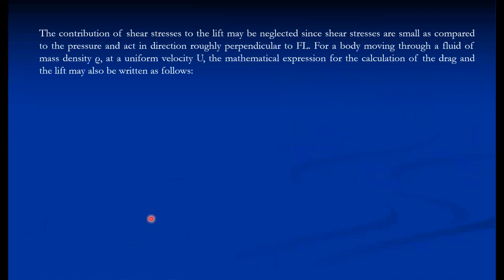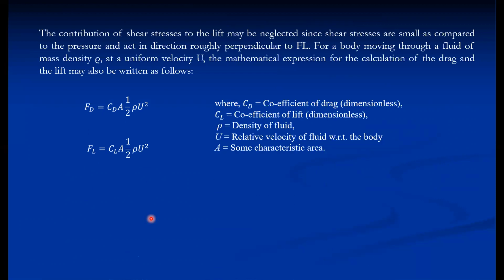After integration, the contribution of shear stresses to the lift may be neglected, since shear stresses are small compared to the pressure and act in a direction roughly perpendicular to FL. So for a body moving through a fluid of mass density rho at uniform velocity u, the expressions for drag and lift may be written as FD equals CD A half rho u squared and FL equals CL A half rho u squared. These are the expressions generally used for calculating drag and lift forces.